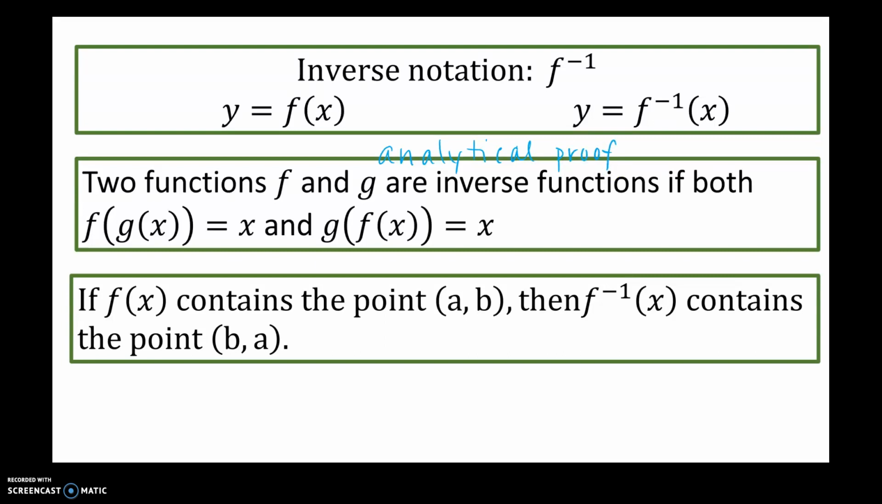If a function contains the point a comma b, then the inverse function contains the point b comma a. And we've seen a lot of this, okay? When we looked at symmetry over the line y is equal to x, we said if the point x comma y was on the graph of the function, then the point y comma x was also on the graph of the function. So we'll look at this again because inverses are reflections about the line y is equal to x. So the fact that these values change should not be brand new to this chapter.